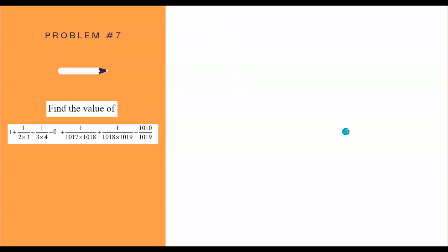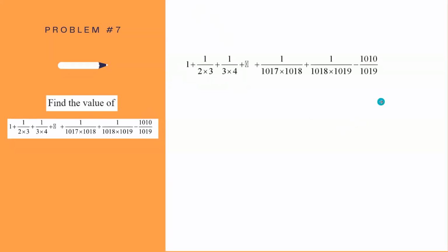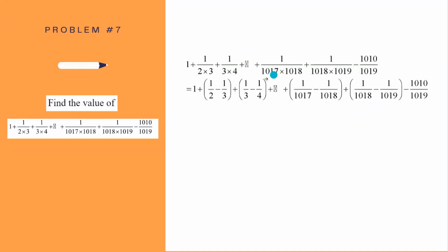Okay, let's see. So first, we have to write this one. Also, this term we can write as, for example, 1 over 2 times 3. So we can write that term as 1/2 minus 1/3. The same for this term, 1 over 3 times 4, we can rewrite as 1/3 minus 1/4, so on and so forth. Same with this one.